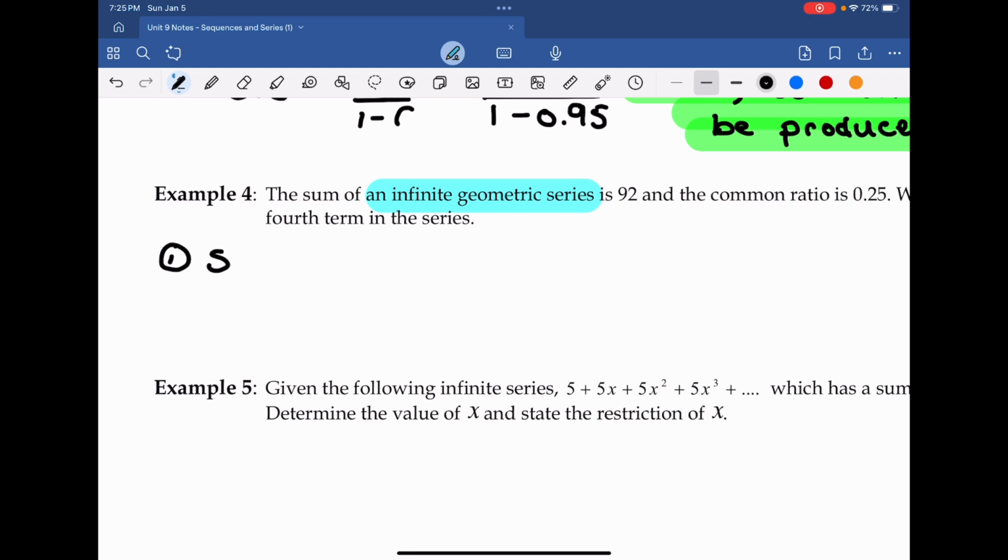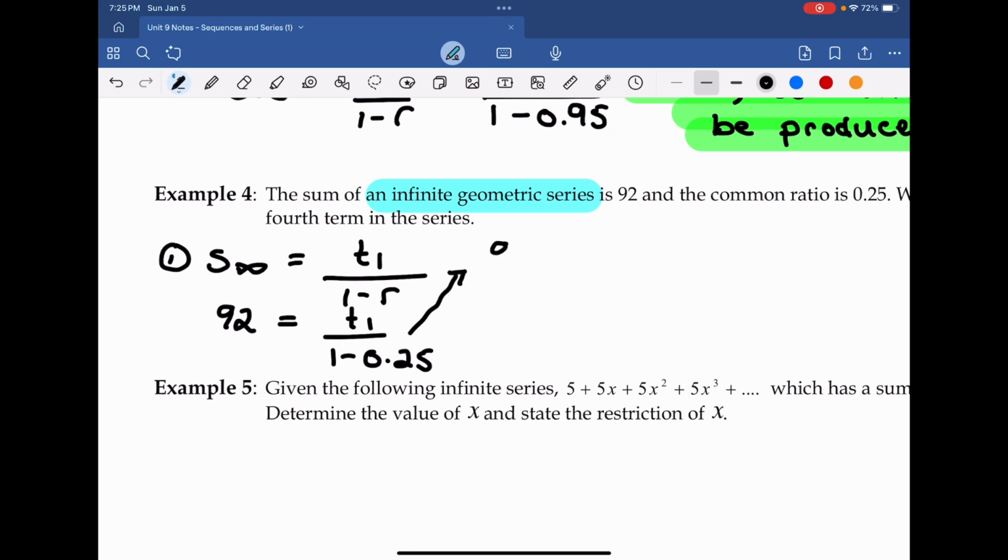We're going to write S infinity, because we're dealing with an infinite geometric series. There's only one formula for this: T1 divided by 1 minus R. I'm going to plug in what I know. My infinite series, when I sum it, is equal to 92. So 92 is equal to the term 1, which we don't know, divided by 1 minus 0.25. Continuing our work here, 92 is equal to T1 divided by 0.75, and we take 1 and subtract 0.25.